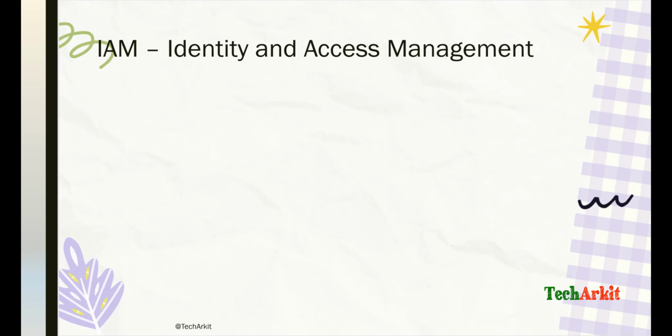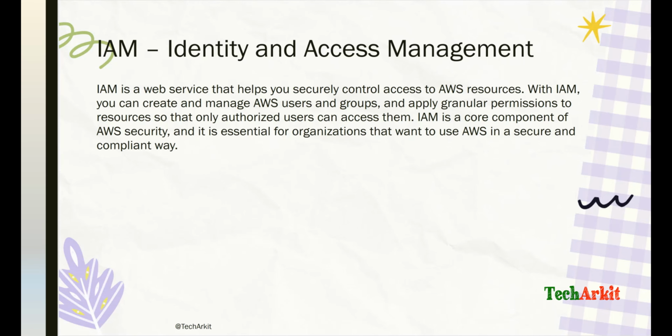Let's see what IAM is. This is a major core service on AWS: Identity and Access Management. IAM is a web service that helps you securely control access to AWS resources. With IAM, you can create and manage AWS users and groups and apply granular permissions to resources so that only authorized users can access them. That is the major thing.